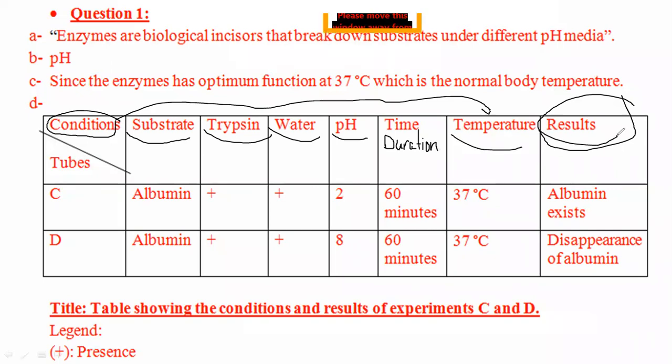So albumin is present in both of them. Albumin, and you can say plus. What does plus mean? You have to use the legend. If you didn't put the legend, this means that you won't get the mark of the table.